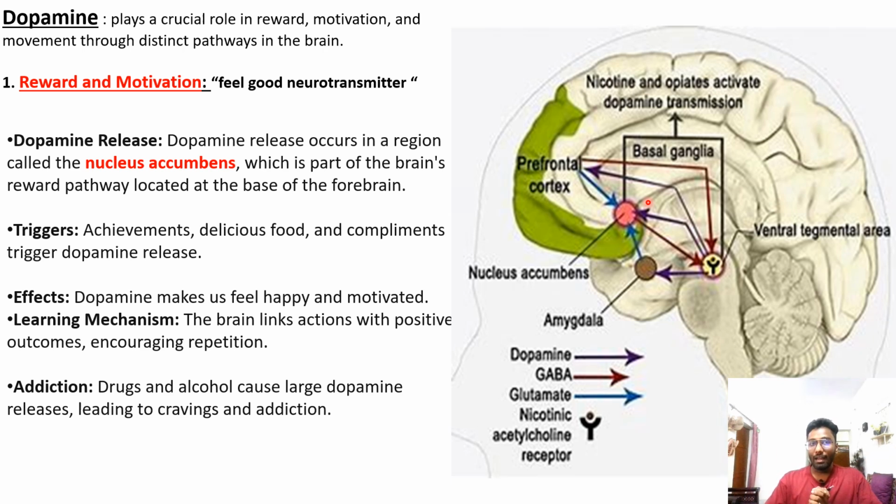At the same time, we also know many people who are addicted to drugs and alcohol, right? These substances hijack this reward system by causing a large amount of dopamine release, making them crave more of those substances. When the person takes these drugs, a lot of dopamine is released, so the brain feels something good and wants it again and again. So it craves those substances. That is how addiction occurs.